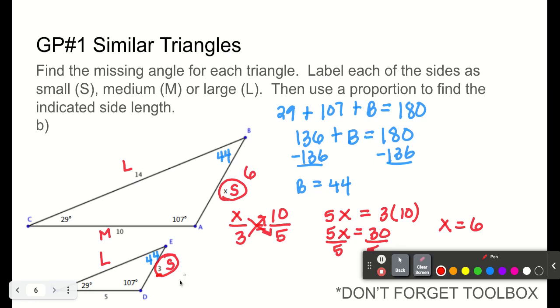Now, if we go back to the original triangle to make sure that our answer makes sense logically, remember that this was the smallest side that we just found. Therefore, it should be smaller than the medium side, and it is, so it makes sense logically. That is using similar triangles and finding missing sides.